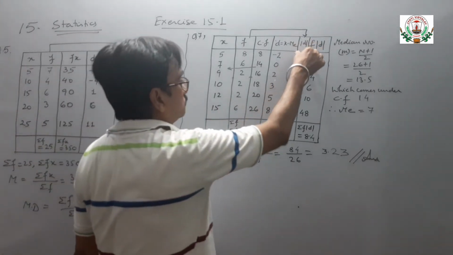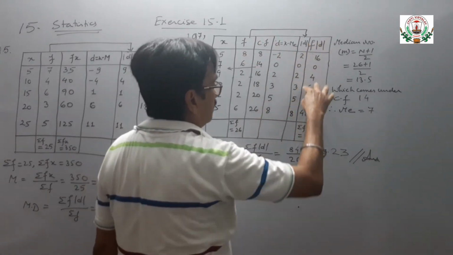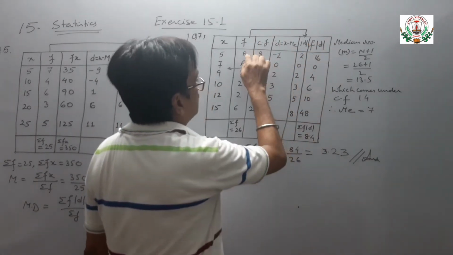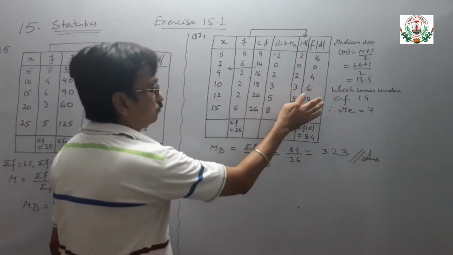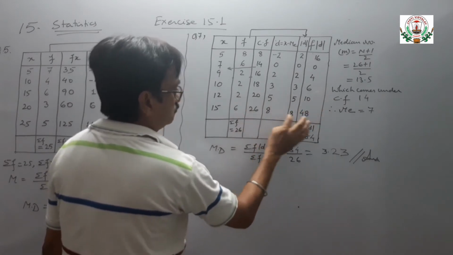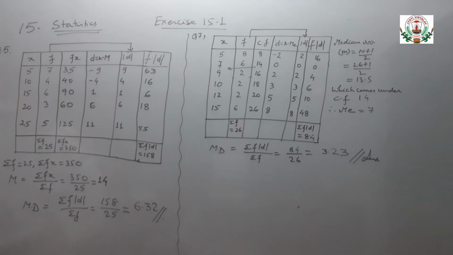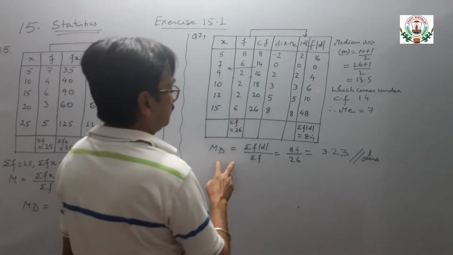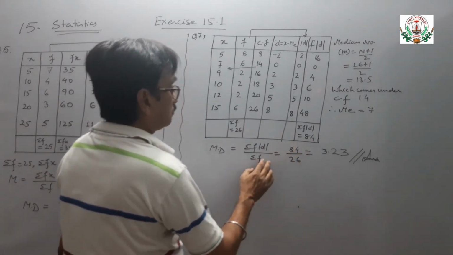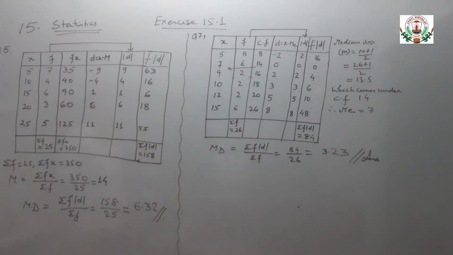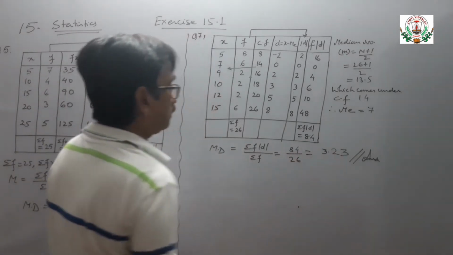Now we keep the modulus of D, so all the values will be positive, and f into modulus of D, that is 8 into 2, 16, 6 into 0, 0, 2 into 2, 4, 2 into 3, 6, 2 into 5, 10, 6 into 8, 48. After adding, we get summation of f into modulus of D equals 84, and our mean deviation formula is the same as such. So 84 divided by, sorry, this will not be summation. Yes, this is summation f. 84 divided by 26 is equal to 3.23.